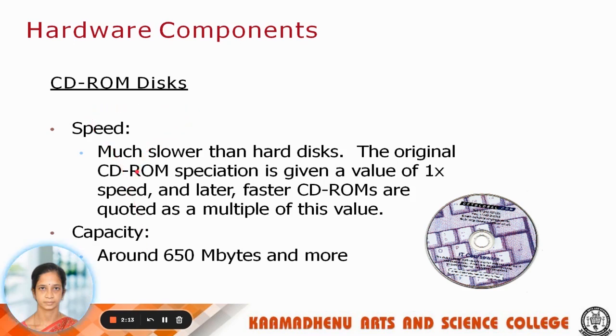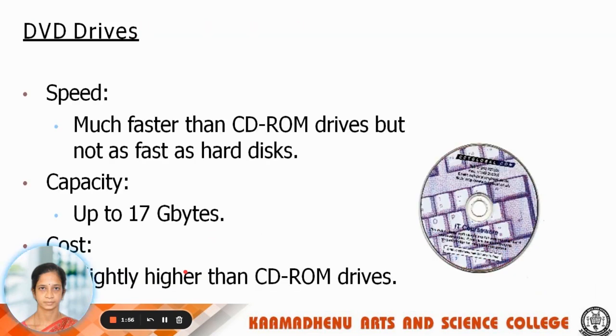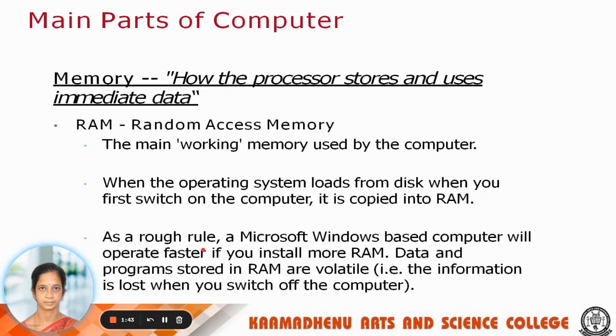CD-ROM disk speed is slower than the hard disk. CD-ROM speed is specified with a value of 1x, and later, faster CD-ROMs are quoted as a multiple of this value. Capacity is around 650 megabytes and more. DVD drive speed is much faster than a CD-ROM drive, but not as fast as the hard disk. Capacity is up to 15 gigabytes, and the quality is much higher than the CD-ROM drive.